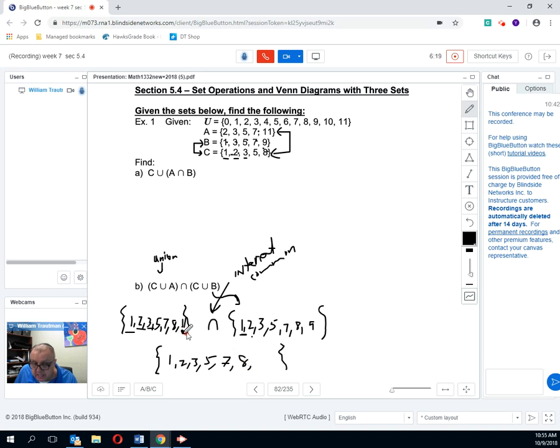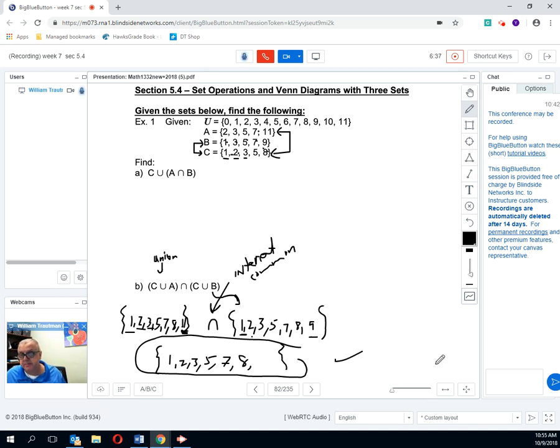This one has 11, but not this one. This one has a 9, but not that one. So 9 and 11 don't go in my final answer. They have to be in both of them. That's the intersection. What's in common with both? So this is the final answer.